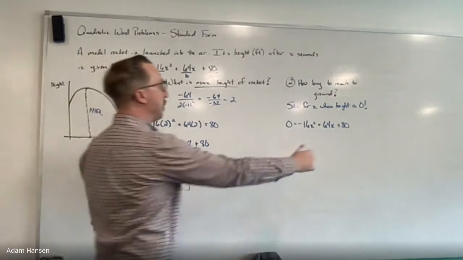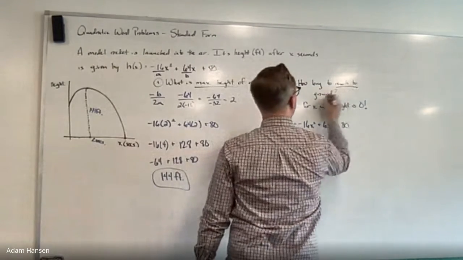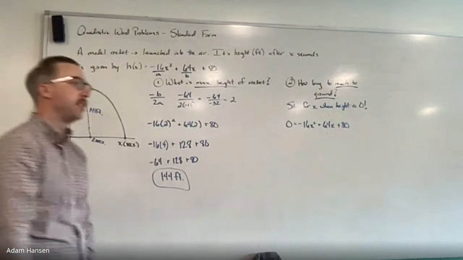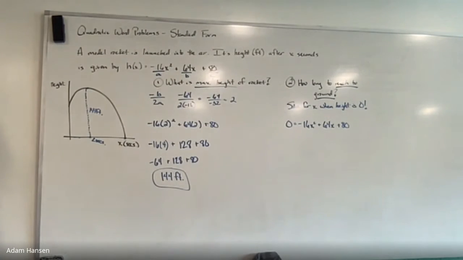I know the height is 0 because now it's on the ground. It's landed. That's the context clue then. Got to solve for x. Let's see if we can start factoring.